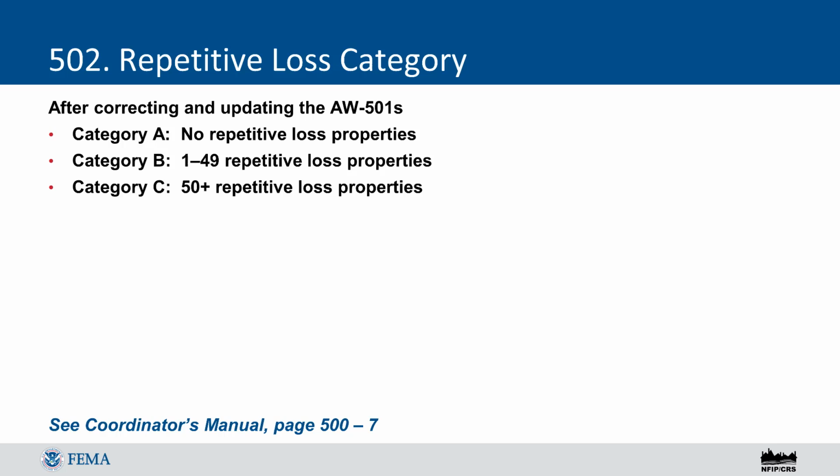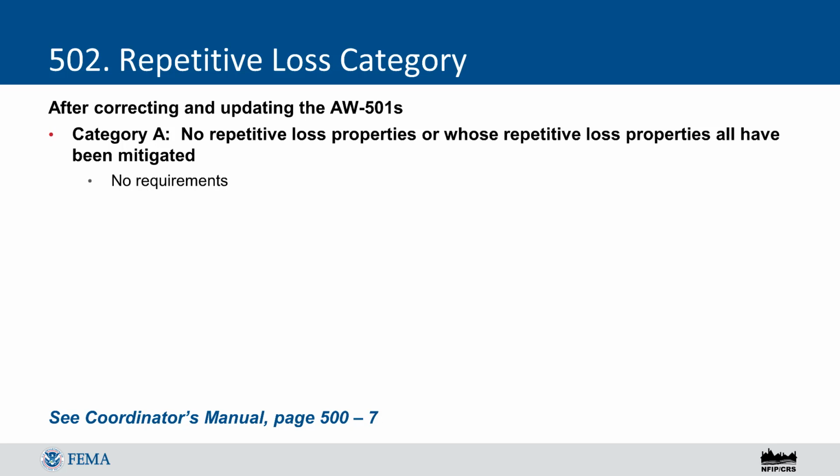A community is considered a Category B if they have between 1 and 49 unmitigated repetitive loss properties. If there are 50 or more repetitive loss properties, the community is considered a repetitive loss Category C. What do these categories mean? After correcting and updating your AW501s, if you find you're an RL Category A, which means you have no repetitive loss properties, you are free and clear. You have no further requirements under this particular section of the CRS program.